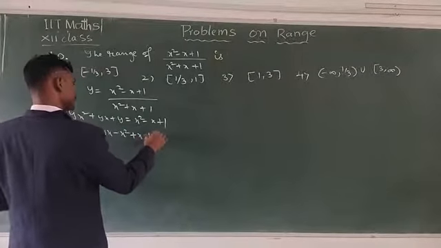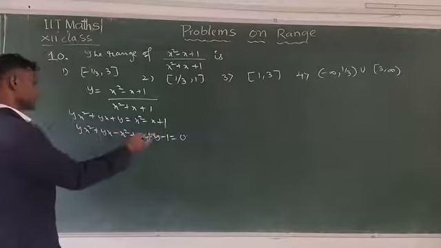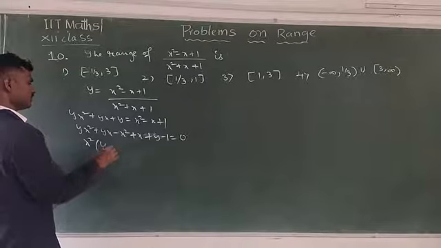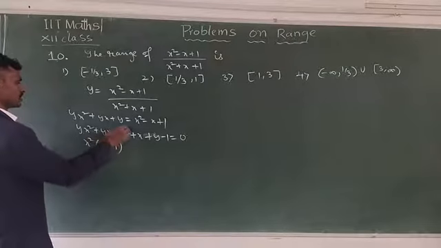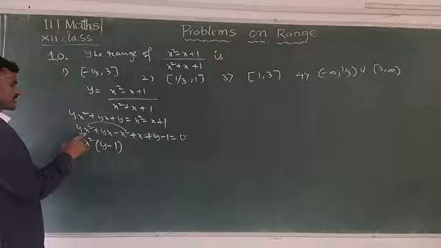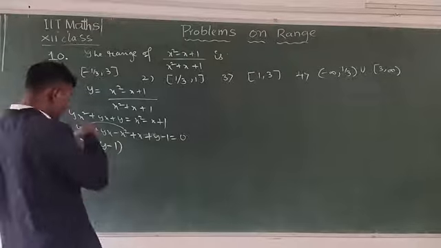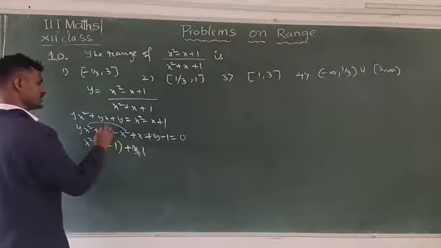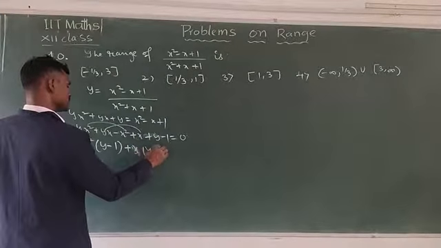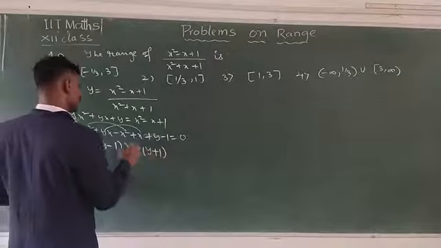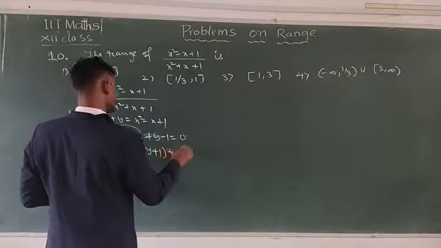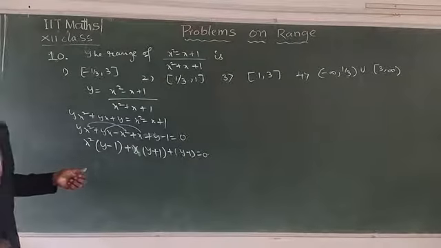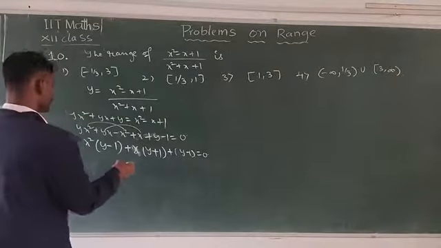Y x square plus yx, then x square minus x, and the constant term also sent to this side, so (y minus 1) is equal to 0 on that side. Now take x square common: (y minus 1) x square. In the next two terms take x common: (y plus 1) x. The remaining term is (y minus 1), equal to 0. Now this looks like a quadratic equation. For a quadratic equation you can find the roots.